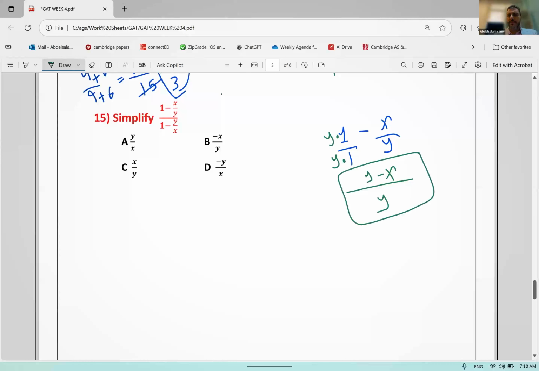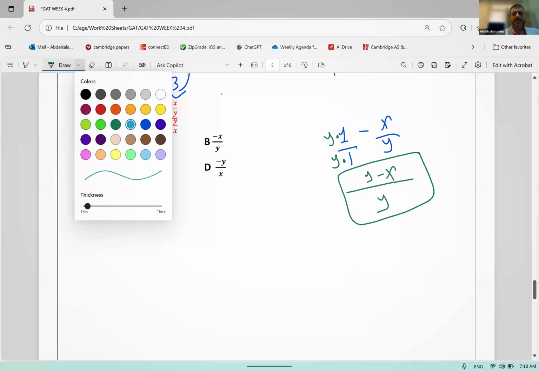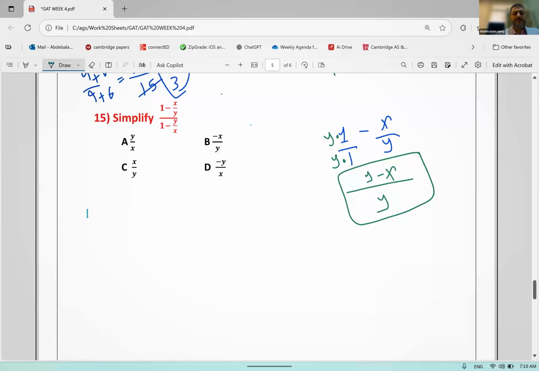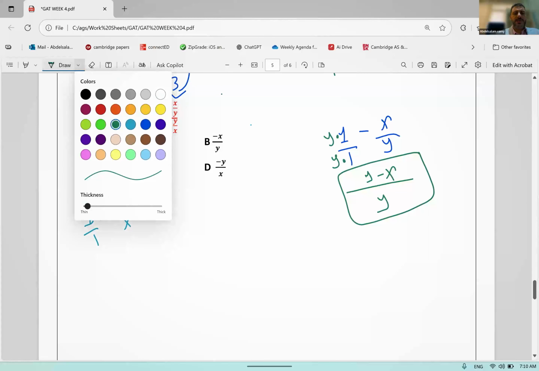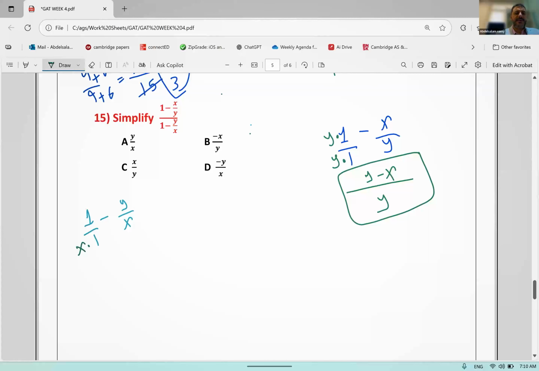Okay. Can I do the same for the denominator? Yes, you can, no problem. I have 1 minus y over x. Remember, here it's 1. Okay. So quickly multiply by x and x. It means the denominator is x, and here we have x minus y.